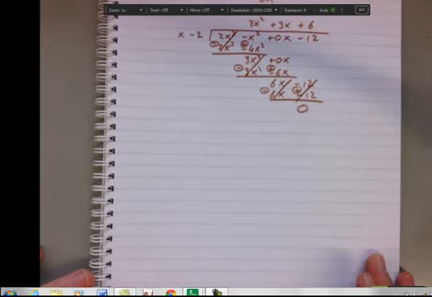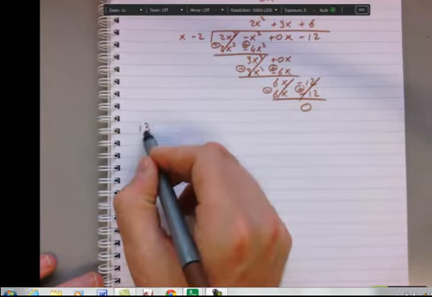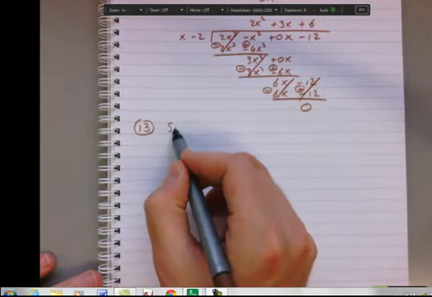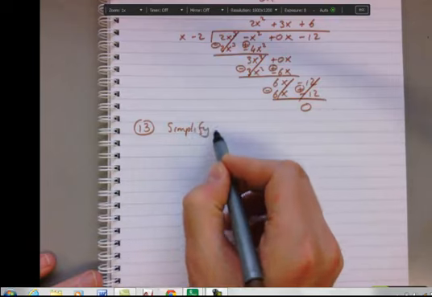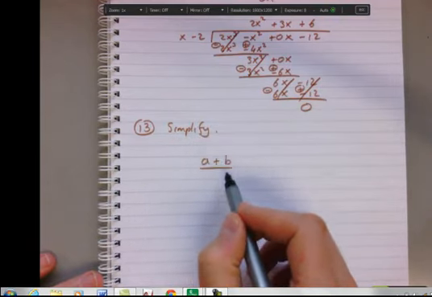The next one then, and it's number 13 on the revision sheet. It's just to simplify, and there's tricky enough algebra involved. A over b all over a minus b, minus a minus b all over a plus b, and the whole thing is being divided by 1 over 1, and I'm going to stick that 1 over 1 just so that I'm very clear on what's going on. A minus b all over a plus b.